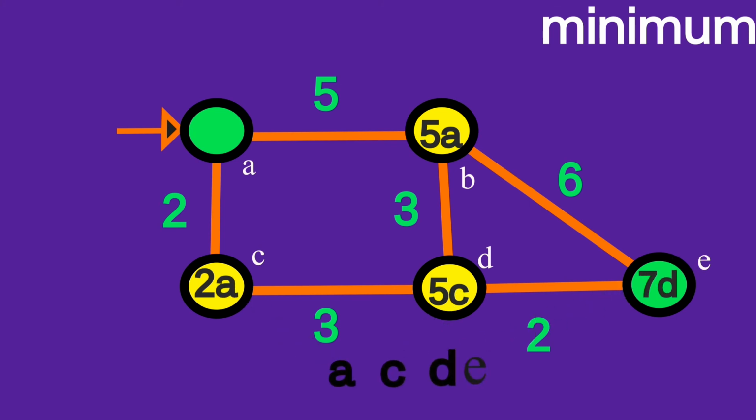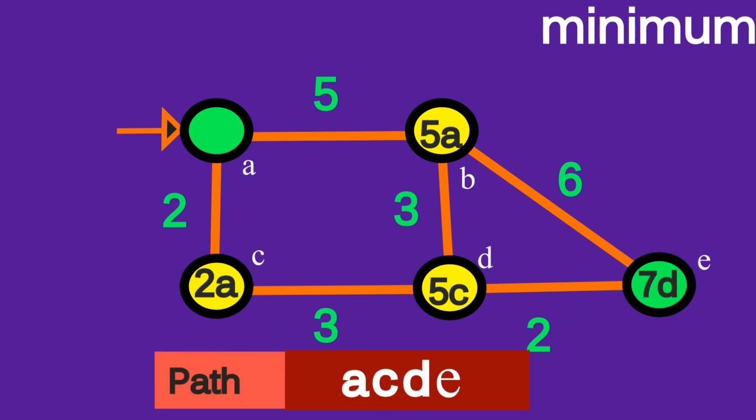And hence, as you can see, the path will be A, C, D, E. We'll track E, D, D, C, C, A. So in this manner, we'll backtrack the path finally.